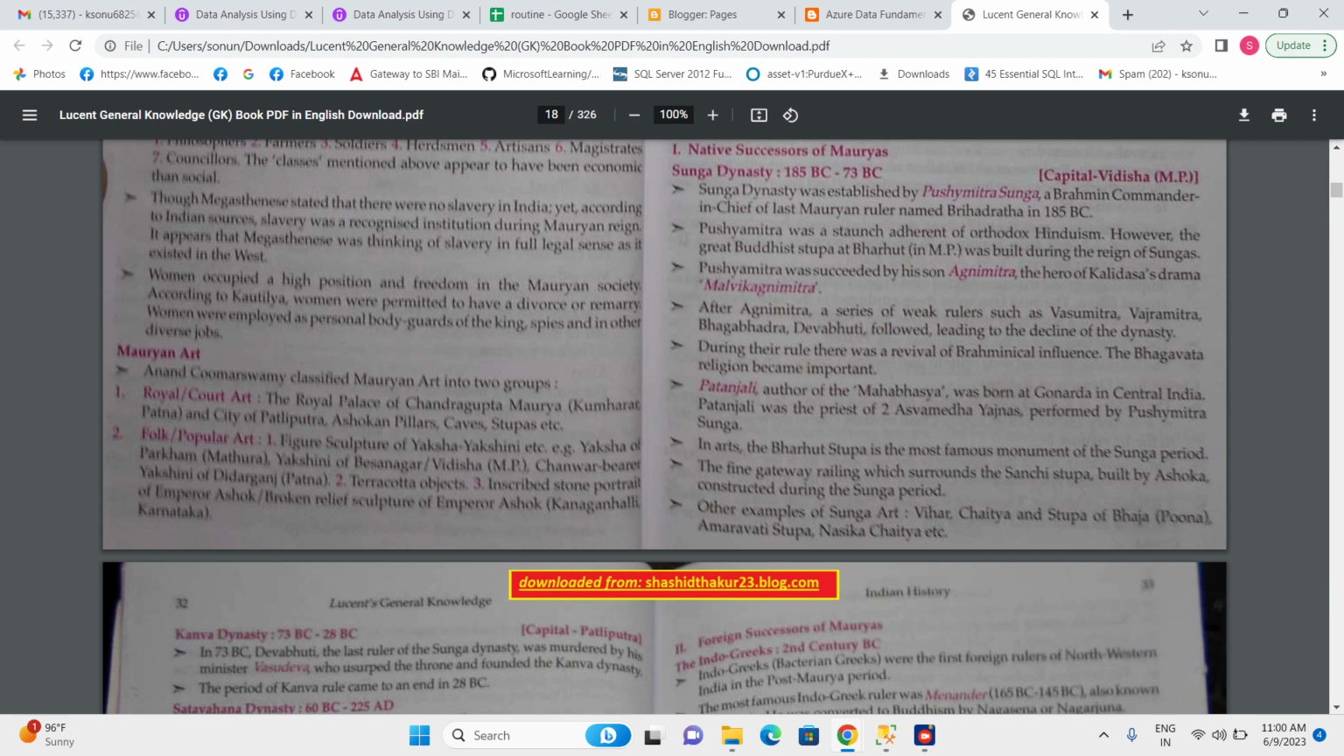Okay, and also there are some foreign successors of the Mauryas. The Indo-Greek ruler Milind, the first ruler who introduced the gold coin in India.